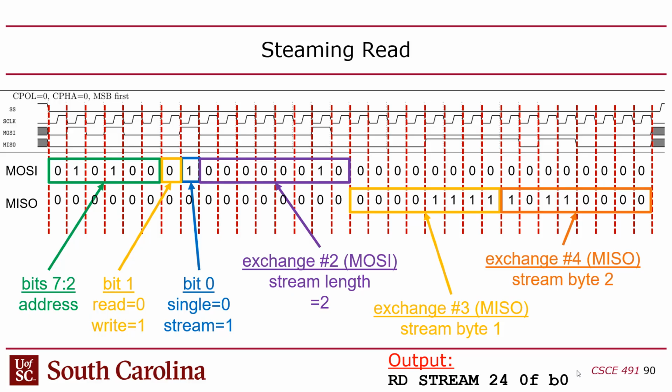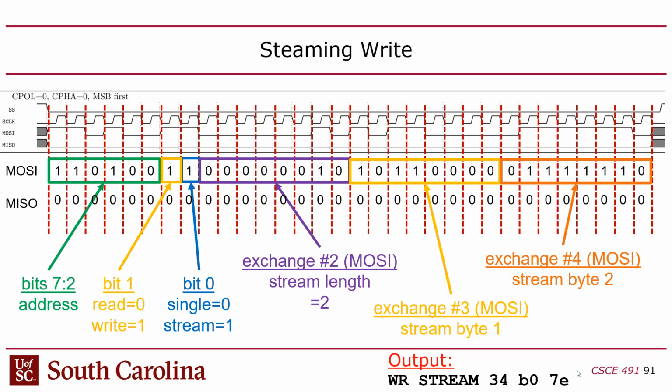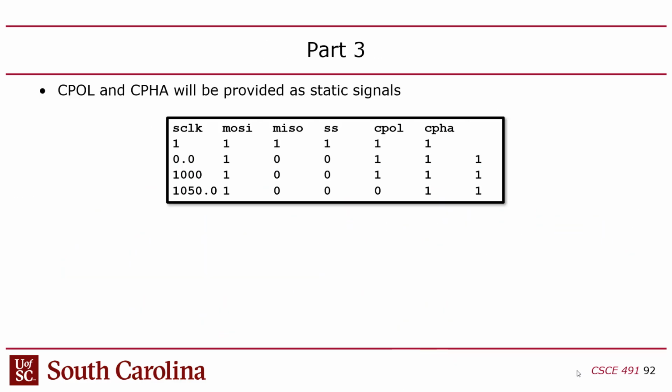And we made this up, but you're allowed to make this up when you do SPI. You can make up your own stuff when it comes to SPI. Not with I²C, but with SPI you can just come up with arbitrary rules. And then here's a write stream 34B07E.